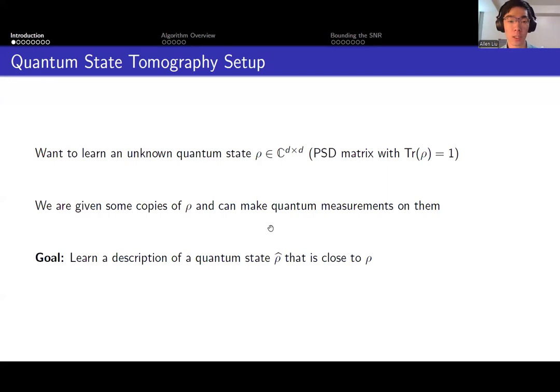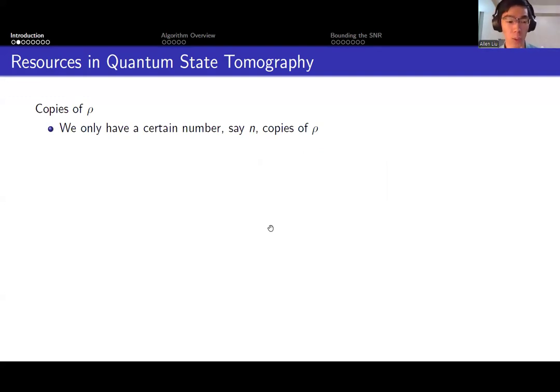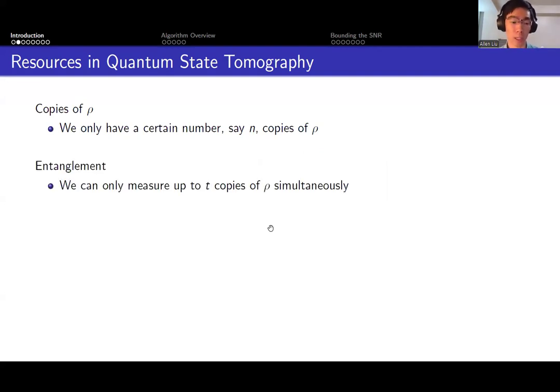Now, there are a few fundamental resources in quantum state tomography, and the most obvious one is copies of rho. So we'll think of only having a limited number of copies, say n copies of rho that we're allowed to measure. However, copies of rho are not the only resource. Another important resource consideration is quantum entanglement. Since quantum entanglement is expensive and difficult to maintain in practice, we'll think of only being able to make entangled measurements over a limited number of copies, say t copies of rho simultaneously.